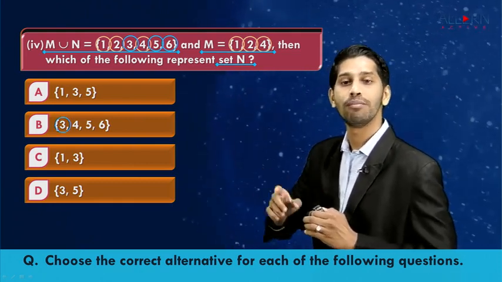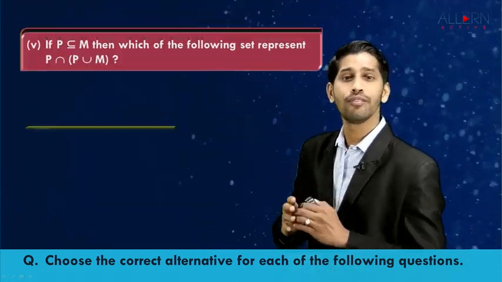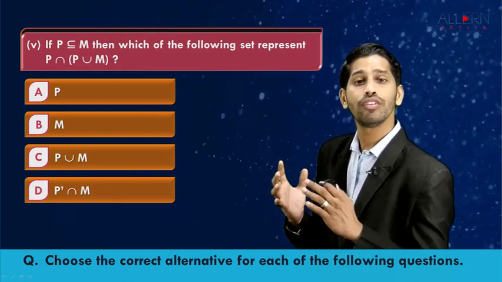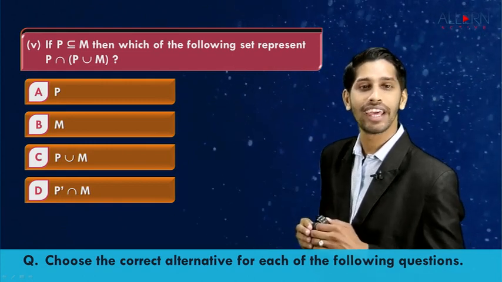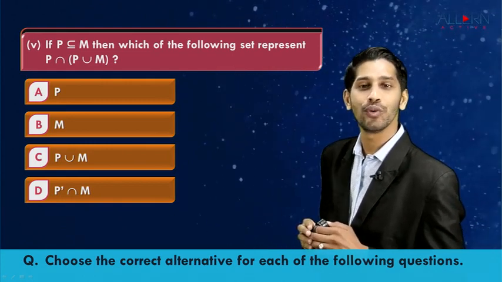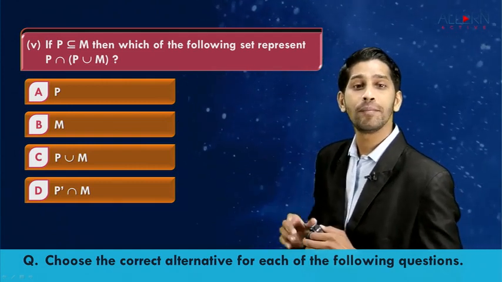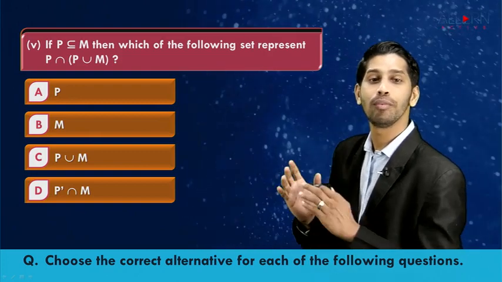That means option B is right answer. Now next question. Question given to us is, if P is a subset of M, then which of the following set represent P intersection P union M? 4 options are given to us. Option A is P, option B is M, option C is P union M, and option D is P intersection M.